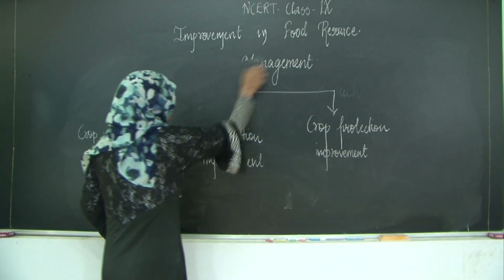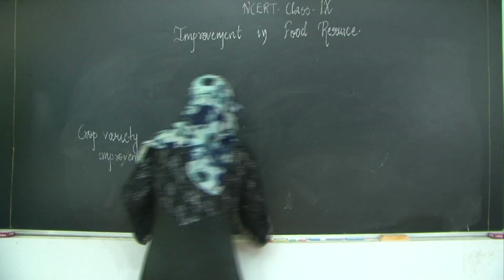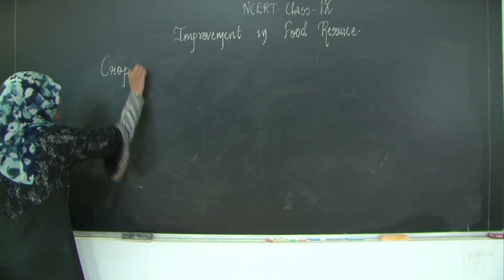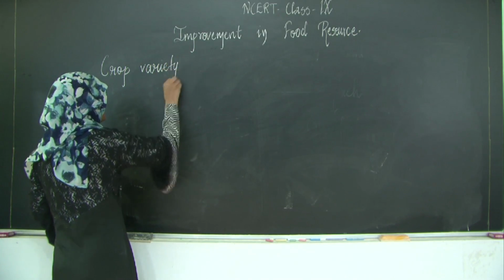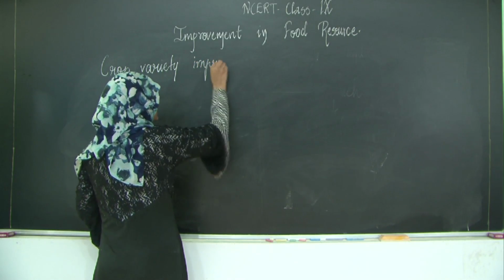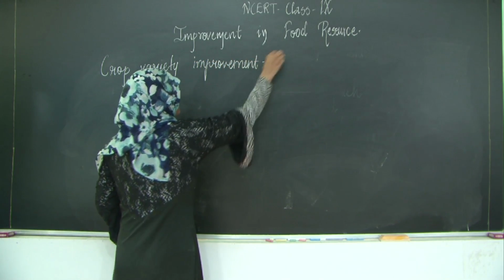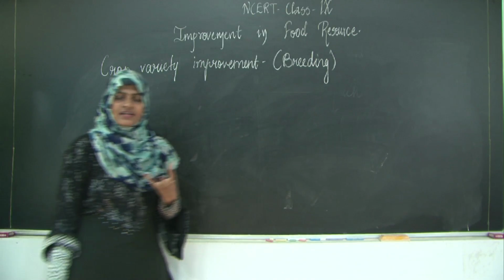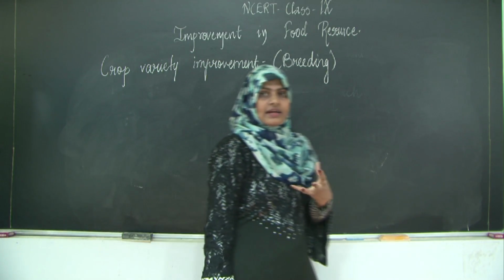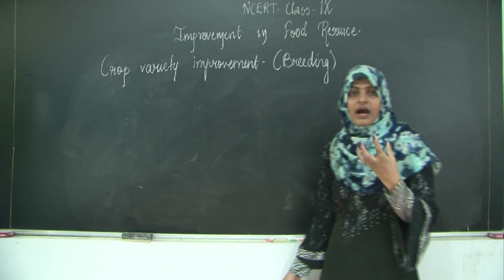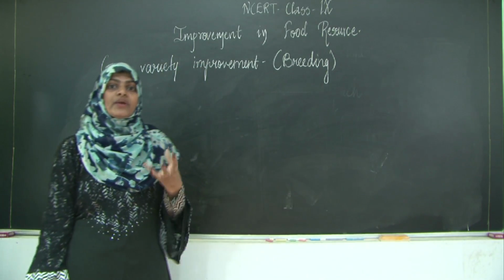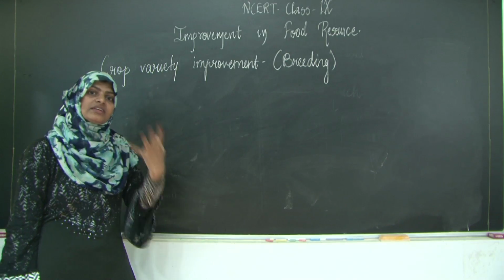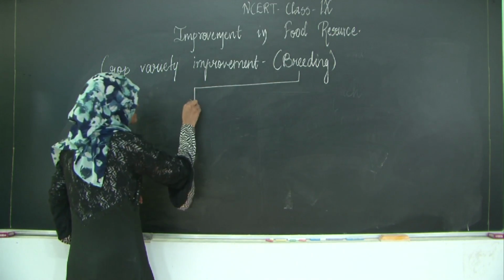Majorly this crop variety improvement is done in India by breeding. Now what is breeding? Breeding is a way of enhancing the genotype of a plant. The gene of a plant is enhanced in such a way that it can be genetically improved. The breeding of plants has majorly 3 steps, and the 4th one is a different way of breeding. The first one is introduction.